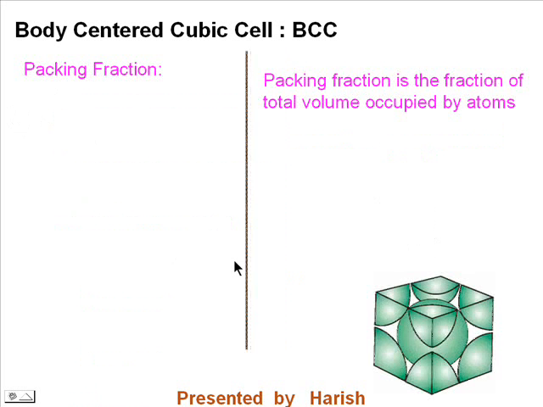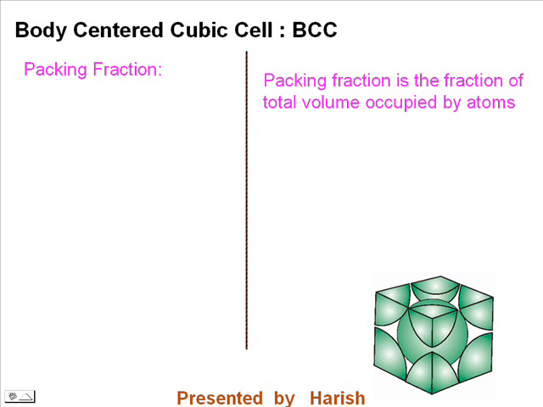So let's get back to the packing fraction for this body centered cell. We got the packing fraction for a primitive cell. That value was around 0.52. That means only 52% was filled there. Let's see how much of it is filled here. Let's see whether it's more than 52% or less than 52.